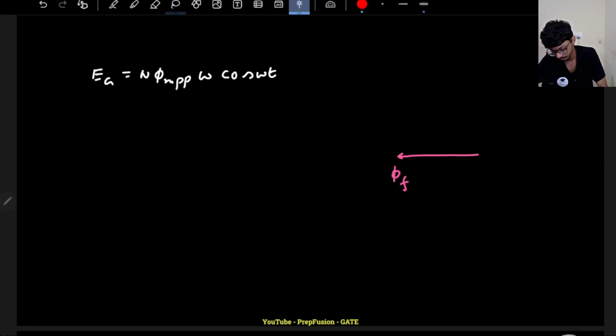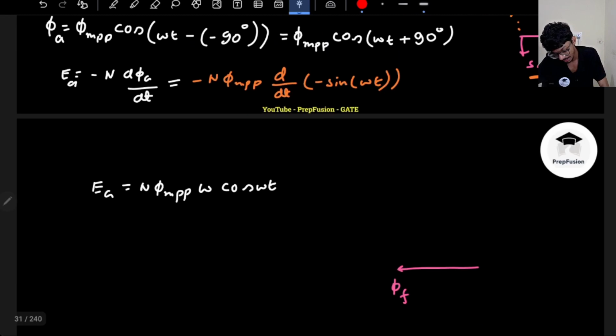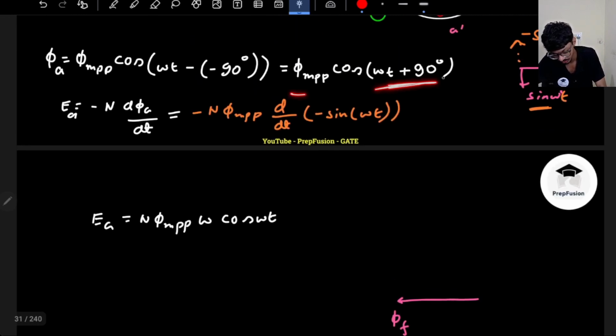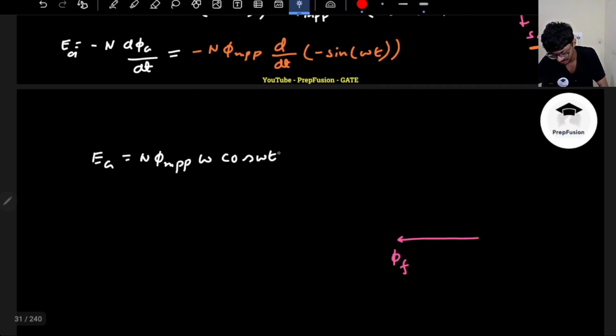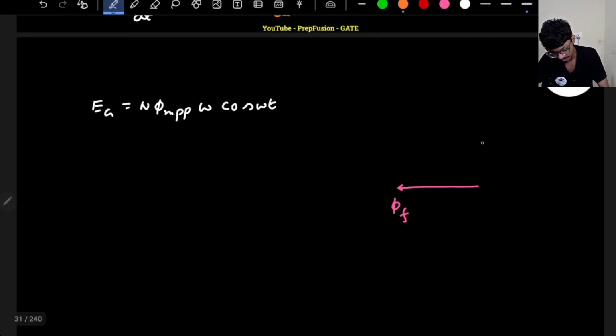what about the induced EMF? The induced EMF due to the flux will lag by 90, sorry, not lead, lag by 90. The flux was plus 90, so this lags by 90 degrees. Lagging means I will go in the clockwise direction. So my induced EMF due to the flux in the stator coils will lag the field winding flux by 90 degrees.